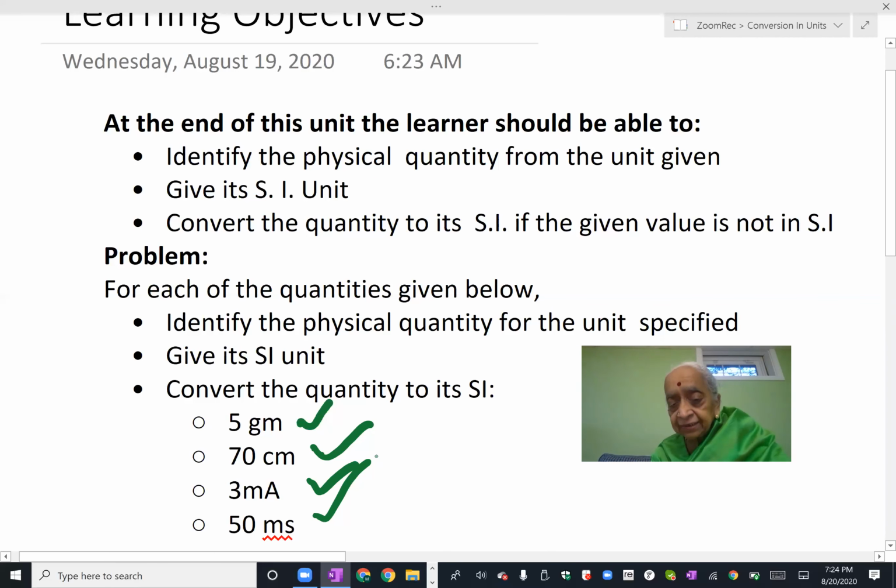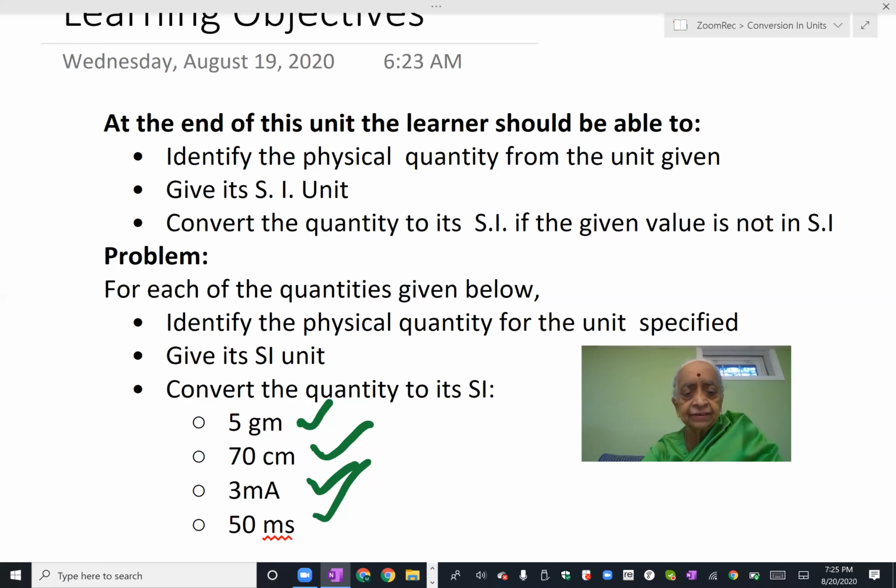Now, what are the SI units? For mass, kilogram is the SI unit of mass. For length, meter is the SI unit of length, and then ampere is the SI unit of current, and second is the SI unit of time. So bearing these in mind, you know that you have to convert 5 gram into its equivalent in kilogram, and you have to represent 70 centimeter into its equivalent in meter, 3 milliamperes to its equivalent SI, which is ampere, and 50 milliseconds to its equivalent SI, namely in terms of a second.